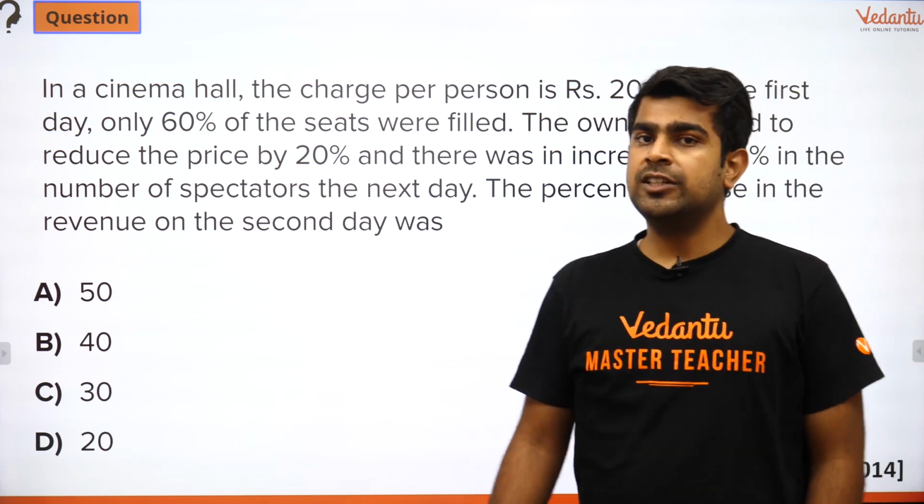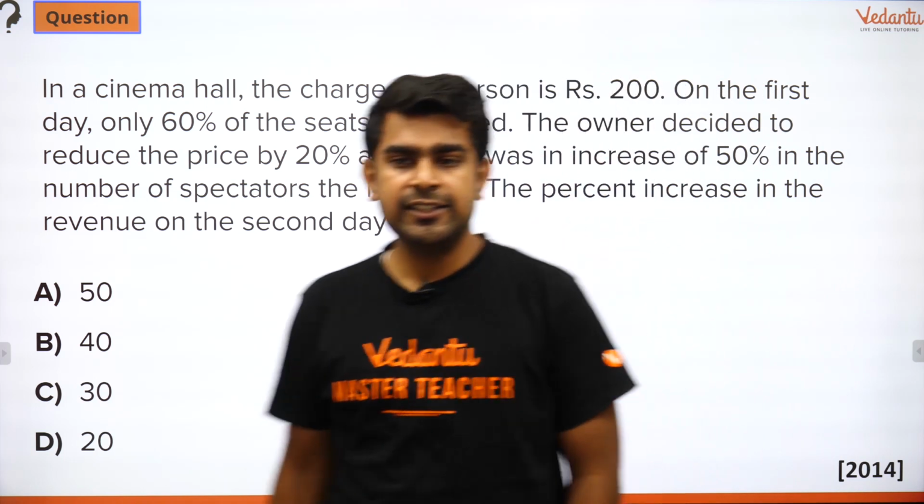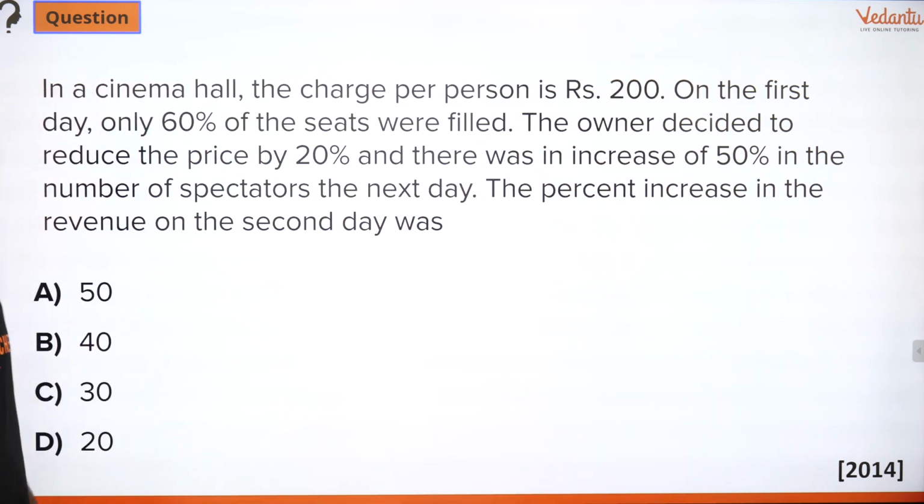So we have over here a cinema hall. The charge per person is 200. Okay, that's cheap. In India, it's becoming costlier day by day, movie tickets, I mean. So here it's just 200. So on the first day, what happens? Only 60% of the seats were filled. So naturally, if I was the owner, I'd be worried, right?